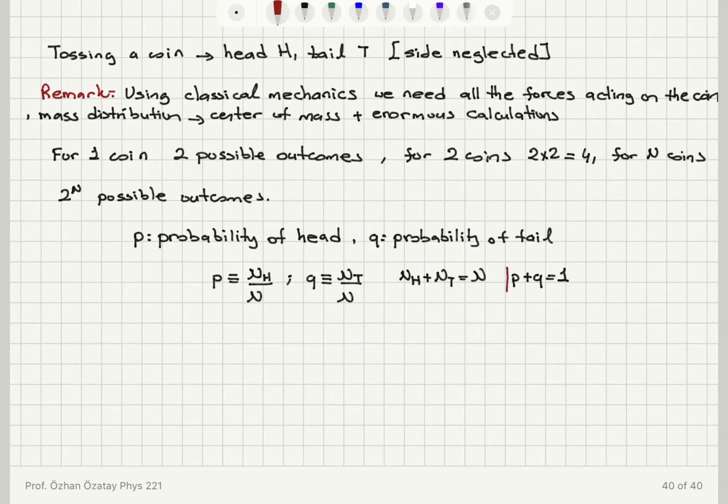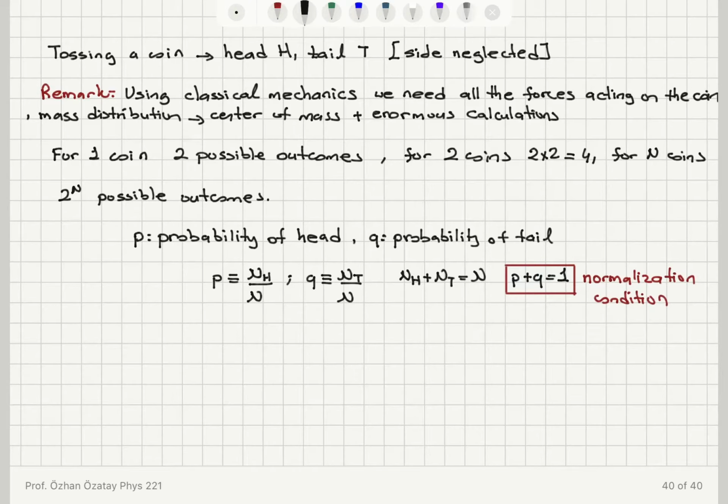So that's an important result. If I count the probabilities of all possible outcomes, I will find that the total probability should be normalized. So this is called the normalization condition. All the probabilities should add up to 1. Okay, now can I predict this probability?